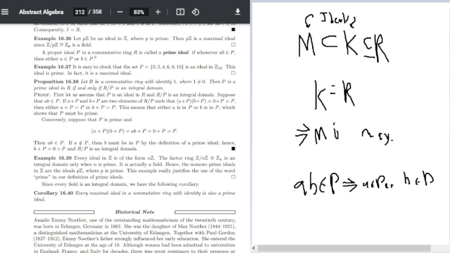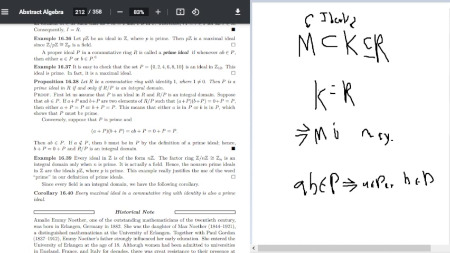Proposition 16.38. Let R be a commutative ring with identity 1, where 1 is not equal to 0. Then P is a prime ideal in R if and only if R over P is an integral domain. So first, let us assume that P is an ideal in R, and R over P is an integral domain. Suppose that ab is in P. If a + P and b + P are two elements of R over P such that (a + P)(b + P) = 0 + P = P, then either a + P = P or b + P = P. This means that either a is in P or b is in P, which shows that P must be prime.